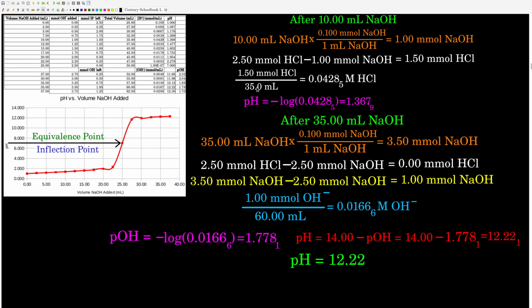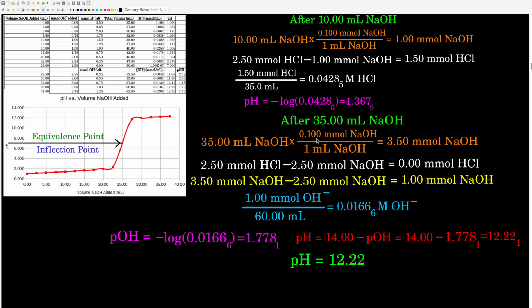And the volume is 35 mils because we added 10 mils to the 25 that we started with, so 35 mils. So the concentration of hydrochloric acid is 0.04285. And because hydrochloric acid is a strong acid, the concentration of the acid is equal to the concentration of the hydrogen ion, so the pH is just the negative log of this number. So 1.368 or so. So 10 mils right here, about 1.3, 1.4, something like that.